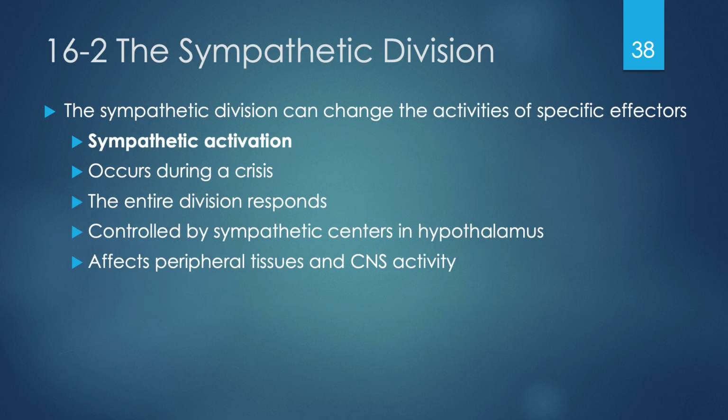When the sympathetic division of the autonomic nervous system kicks in, this is called sympathetic activation. The sympathetic division is activated, and this only occurs during a crisis, such as the moment of, I think I'm about to be hit by a car right now. A crisis like that occurs, and the entire division is going to respond. This is controlled by the sympathetic centers in the hypothalamus, and it affects peripheral tissues and CNS activity both.